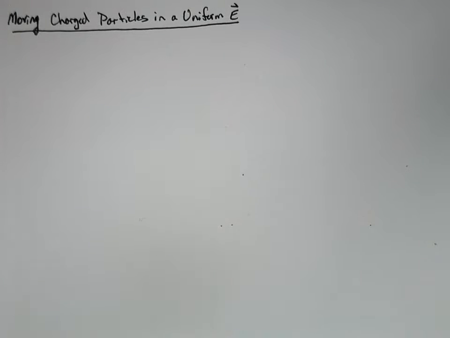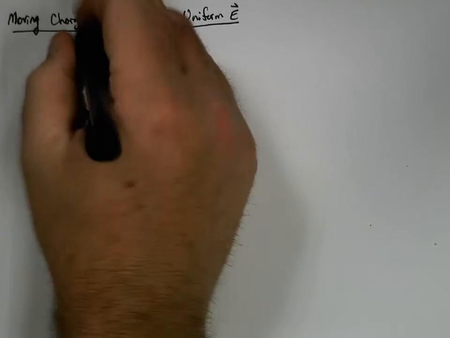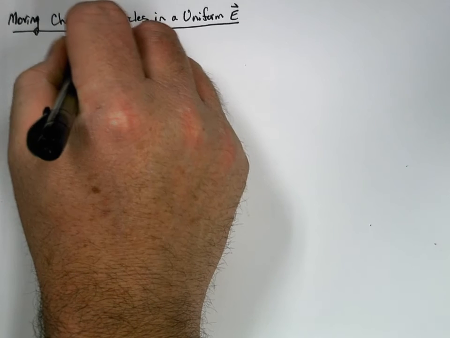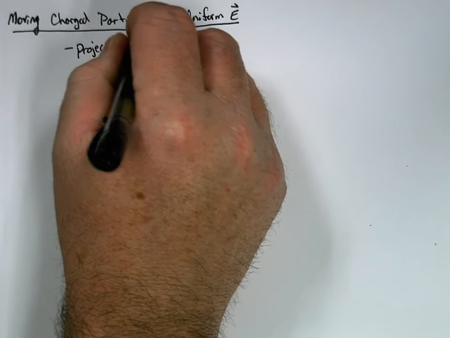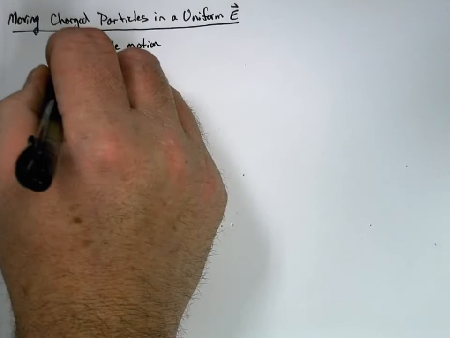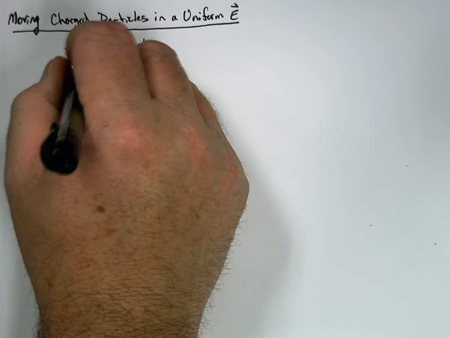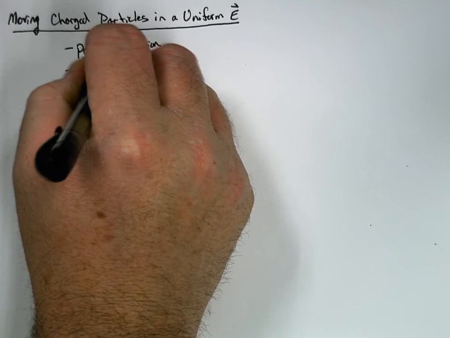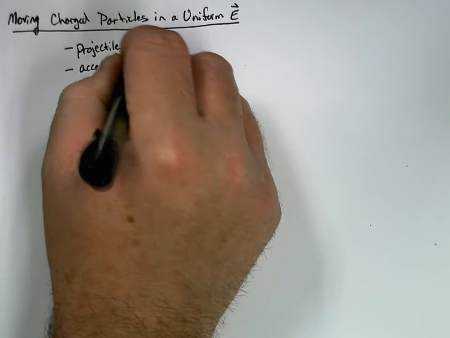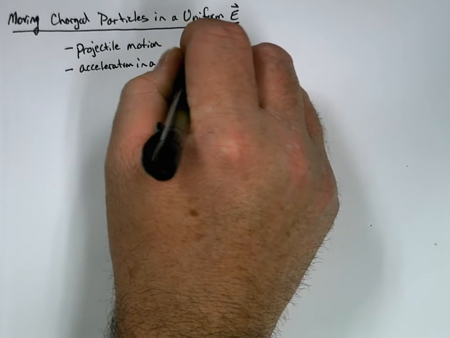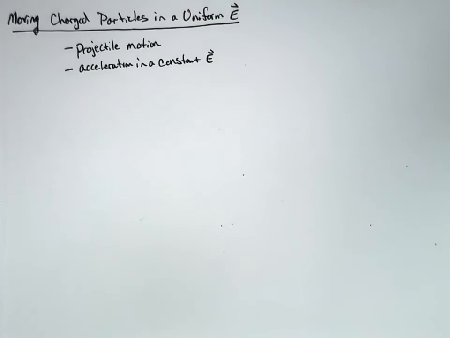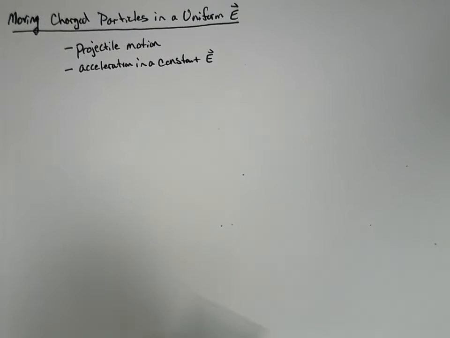All right, now we are going to talk about a moving charged particle in a uniform electric field. First we're going to review projectile motion, and then we're going to talk about the acceleration an object experiences in a constant electric field.